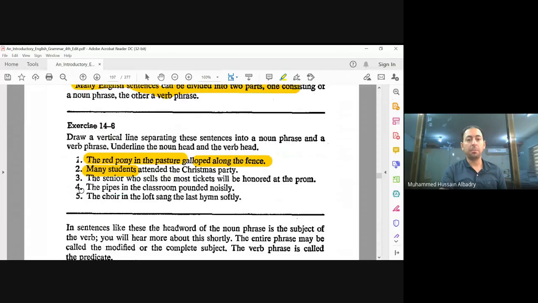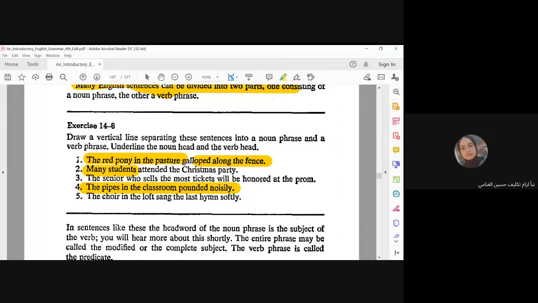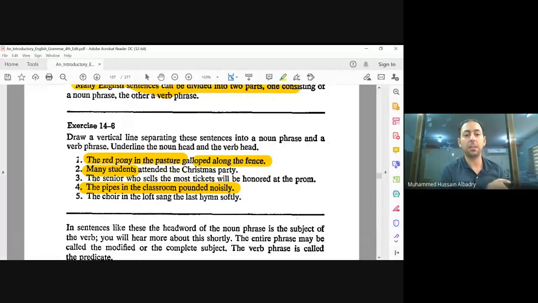النقطة الرابعة من يعطيني الهيد وورد مال الناون phrase والverb phrase. Raise your hand please. The pipes in the classroom bounded noisily. أول شيء يعطيني noun phrase. شنو هي noun phrase هنا بهاي الجملة؟ What is the noun phrase? Yes, Naba. Yes, the pipes اللي هي noun phrase. The pipes in the classroom. So this is the noun phrase. Very good.